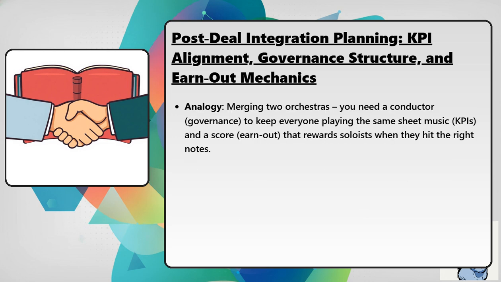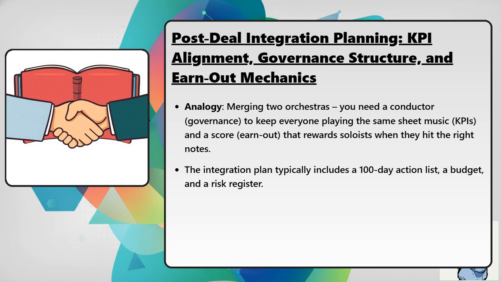Analogy: merging two orchestras, you need a conductor (governance) to keep everyone playing the same sheet music (KPIs), and a score (earn-out) that rewards soloists when they hit the right notes. The integration plan typically includes a 100-day action list, a budget, and a risk register.